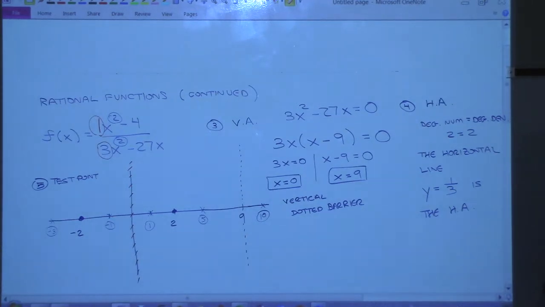All right, what do we do with these test points? We test them, but where? Where are we testing them?